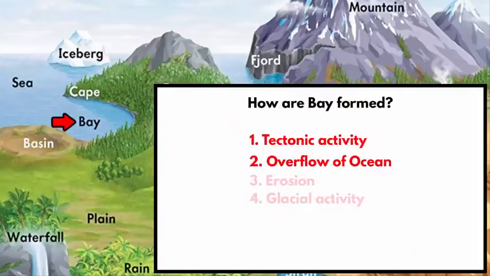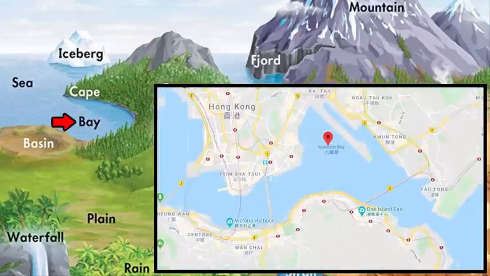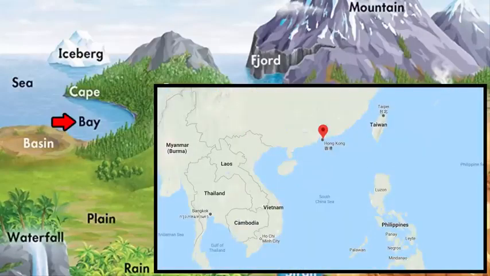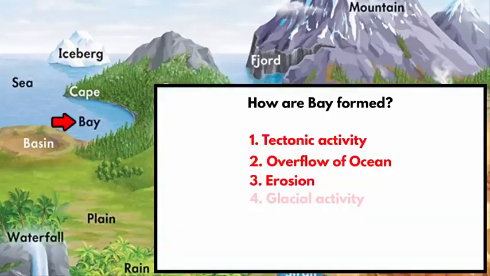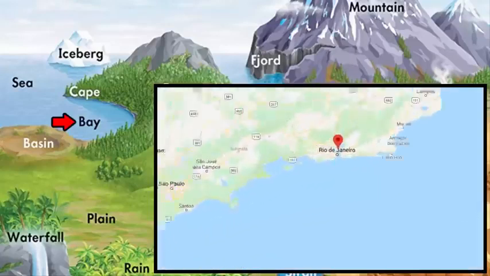Bays are also formed when the ocean overflows a coastline. The Kowloon Bay in Hong Kong was formed as the South China Sea overflowed the coastline of the Kowloon Peninsula. Bays are also formed due to erosion. Many times the ocean erodes the entire coastline, forming a bay.